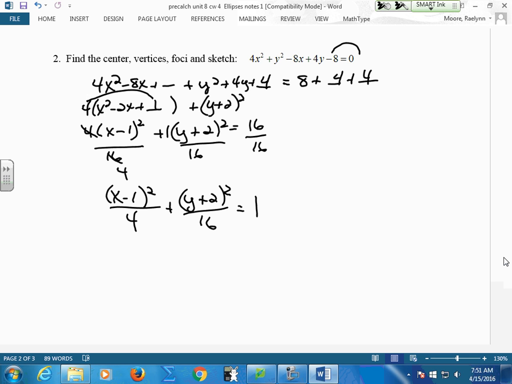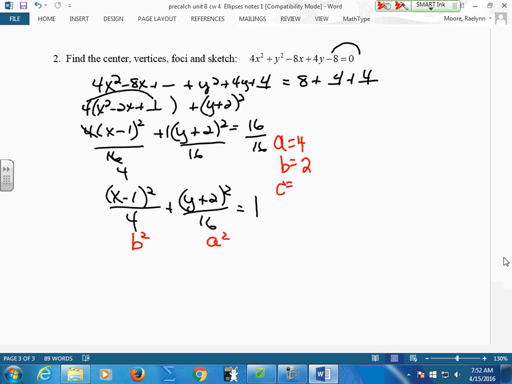You want them in fraction form because that's the formula that you need to use. Okay. So which one is the major axis? 16, which is your y. So this is going to be your a squared. This is going to be your b squared. So we're going to do a equals, b equals, c equals. What's the value of a? If a squared is 16, what's a? 4. If b squared is 4, what's b?